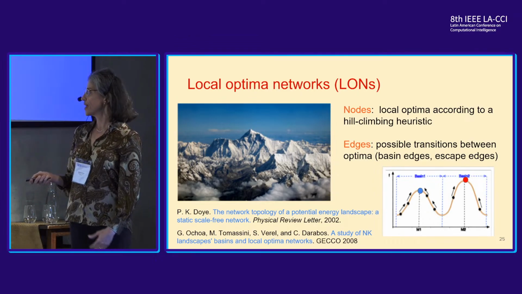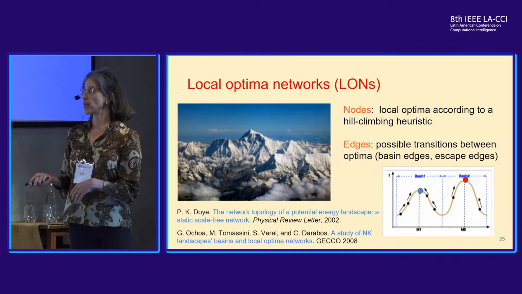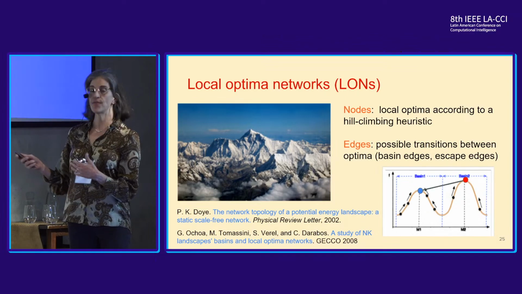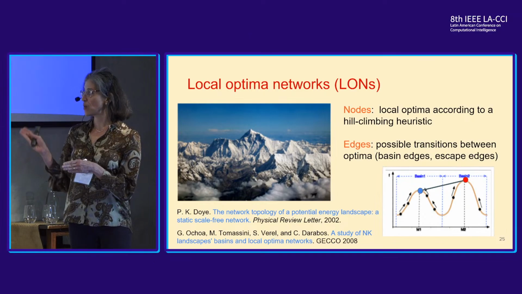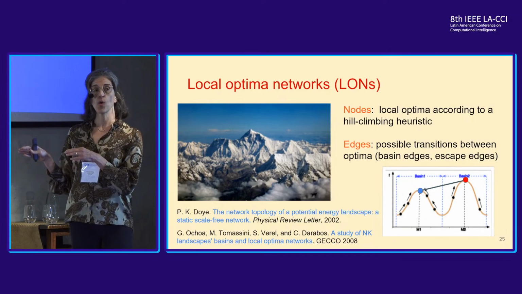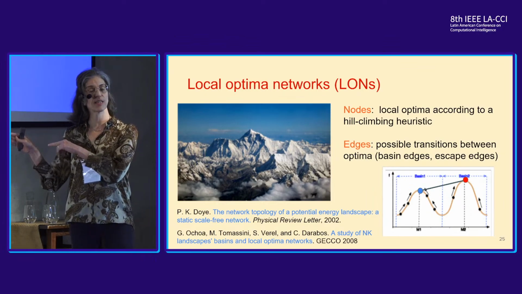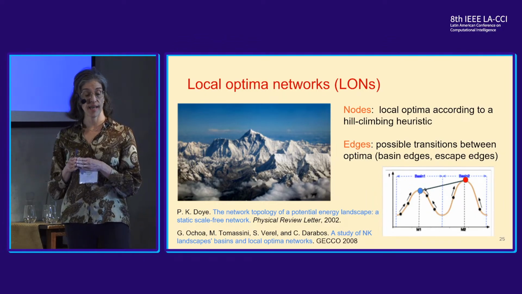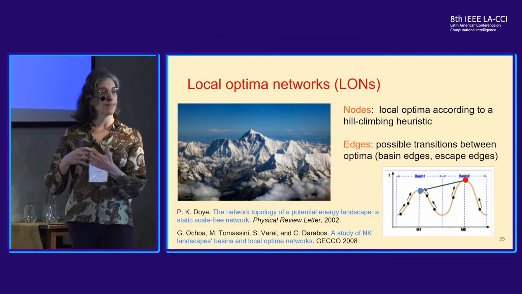And then the notion of edges. In order to define the local optima network, you need a hill climbing or a local search algorithm. And the notion of edges is given by a notion of adjacency between the basins of attraction. That's the idea. If there is a solution in one basin of attraction that has a neighbor in the other basin of attraction, then you say that there is an edge between them. And that's the original definition, we call it basin edges.